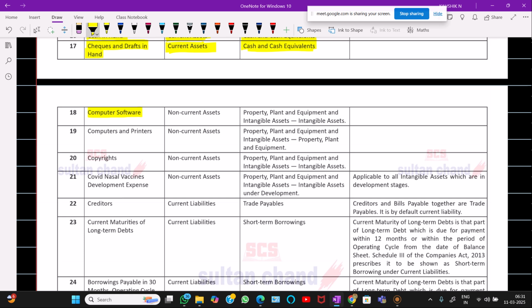Computer software. Assets, it is, sir. It is an asset. Okay, first of all, it is an asset. Assets are of two types: one is current asset, the other is non-current asset, that is fixed asset. Tell me whether it's a current asset or a non-current asset. It is a non-current asset, a fixed asset.